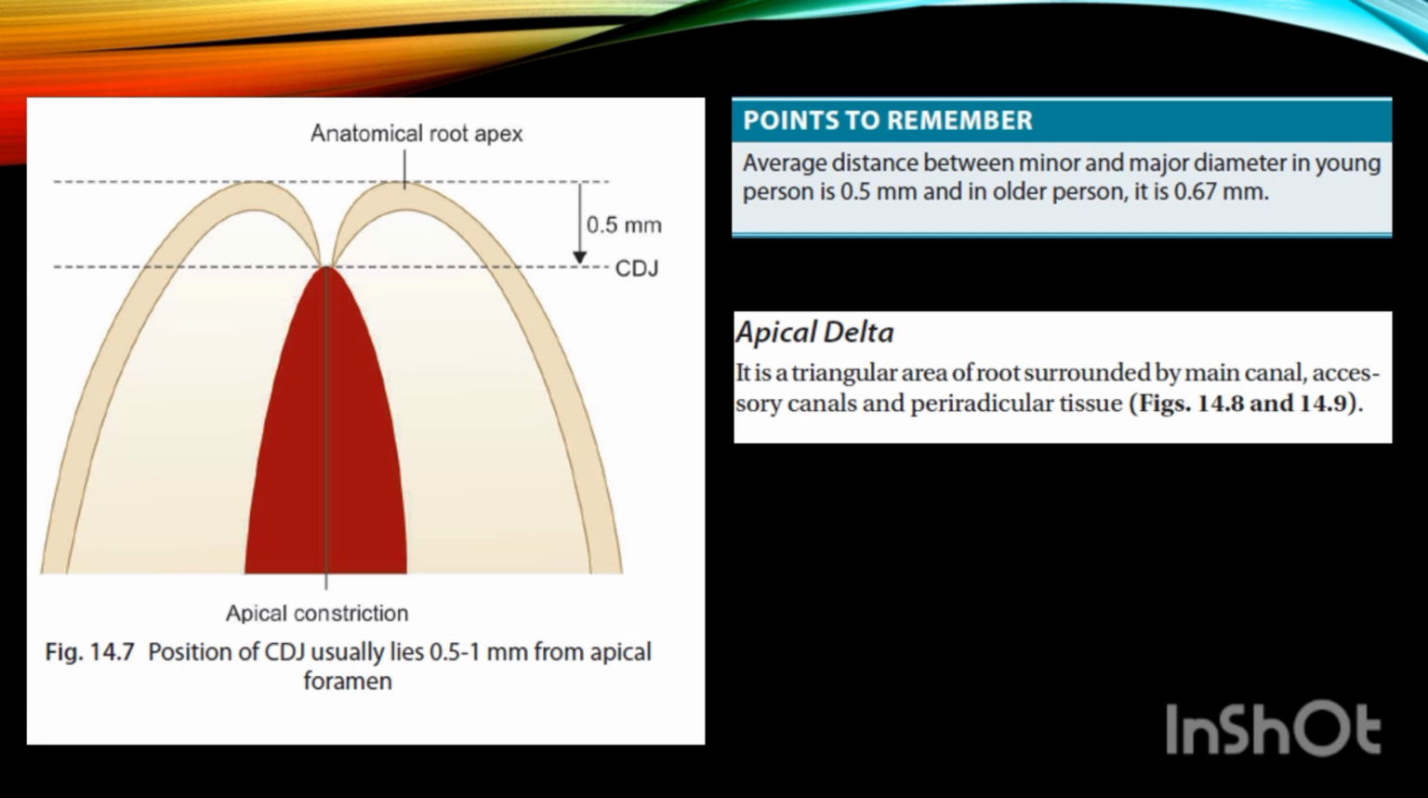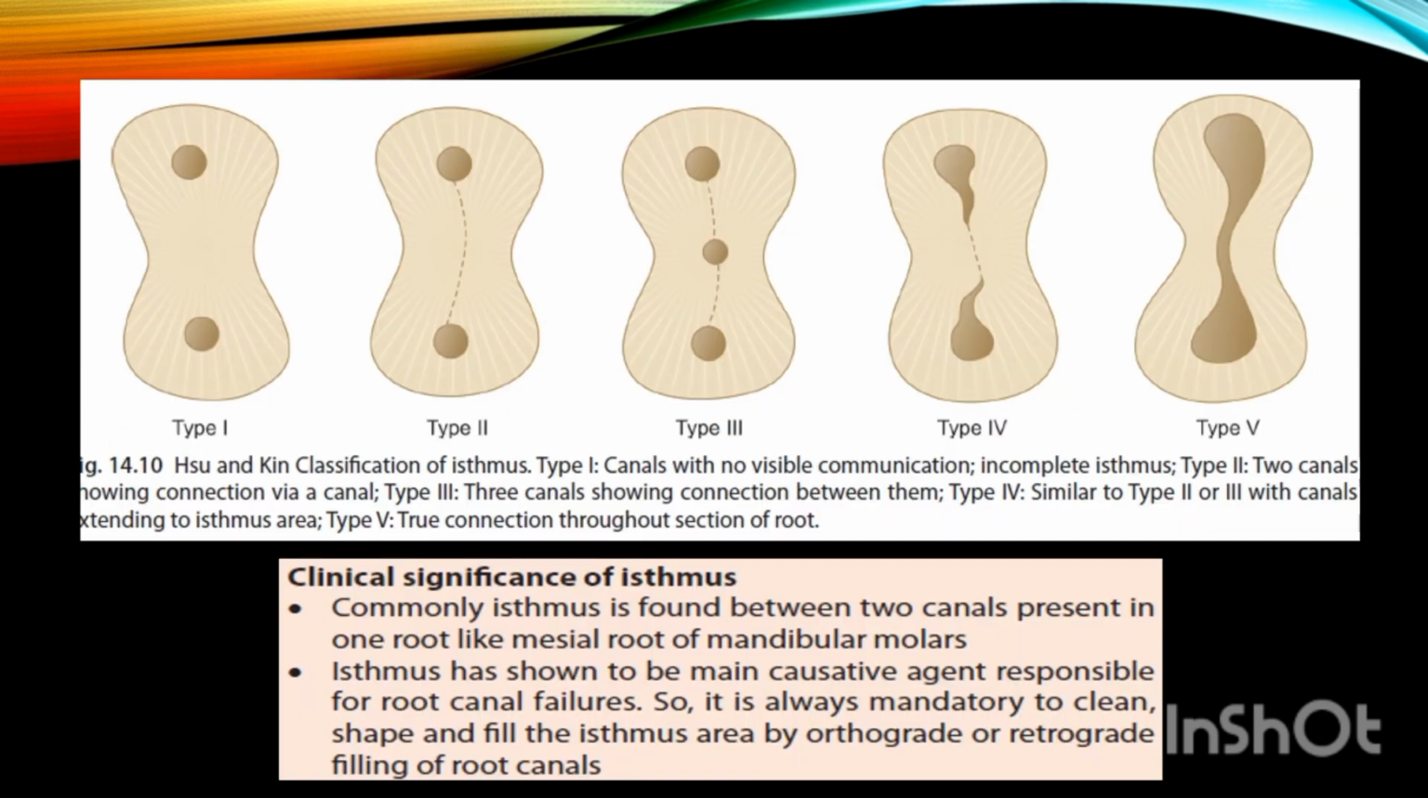Now what is the distance between this major and the minor diameter? It is approximately 0.5 mm, whereas in an older individual it will be 0.67 mm. Now apical delta. Delta is the triangular area which consists of the apical foramen, the accessory canals and the periradicular tissue.